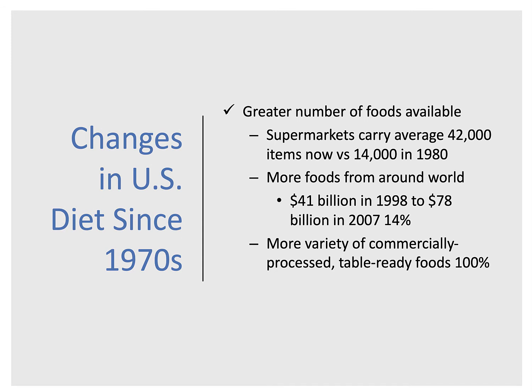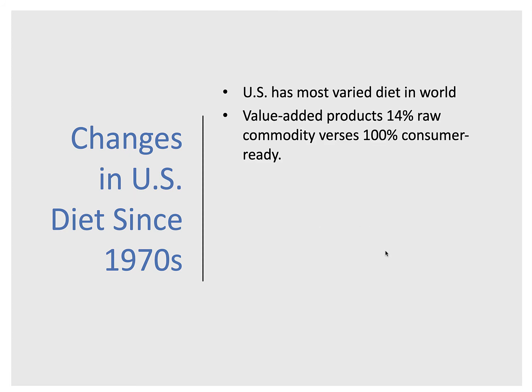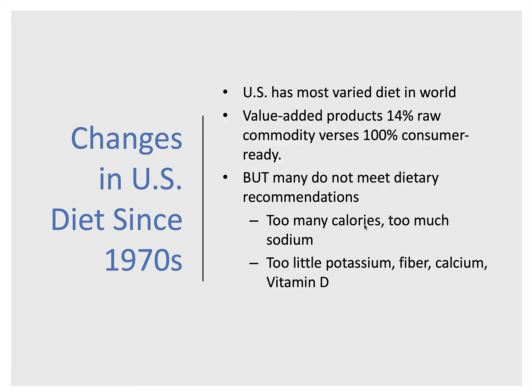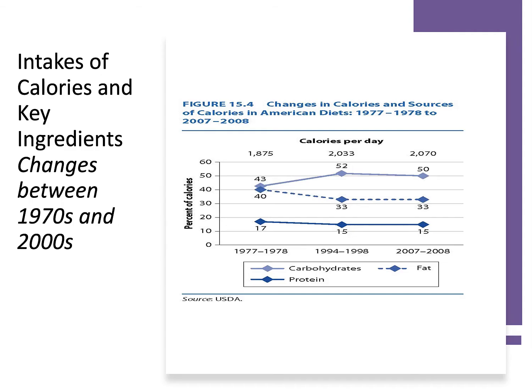Some of the changes: we have just a greater amount of food available to us. We used to have 14,000 items, now we have 42,000. More foods from around the world and more processed foods. The U.S. has the most varied diet, value-added products versus, you know, 100%, again, your super processed foods. Many do not meet dietary recommendations. They have too many calories, too much sodium, not enough potassium, fiber, calcium, or vitamin D. It gives you the calories, but not always the nutrition.